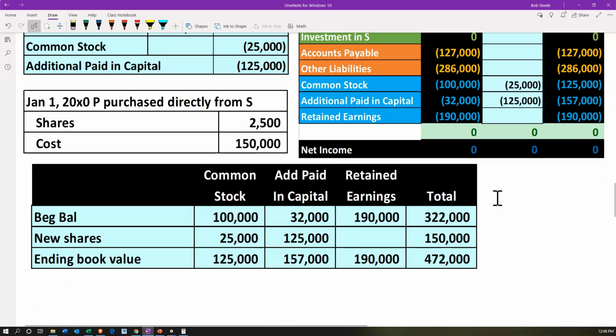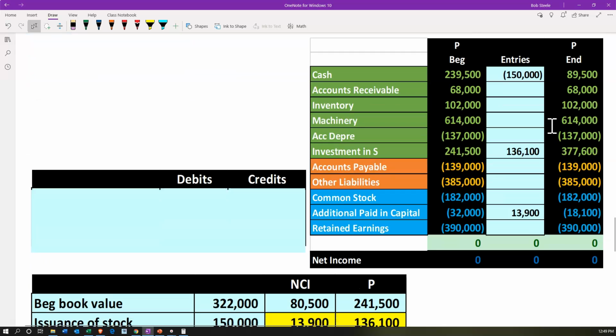Note that that is basically simply reflecting in journal entry format and trial balance format what we saw in our table here. Bottom line of the tables being that 125, 157, and 190, 125, 157, and 190. Okay, then let's take a look at P.